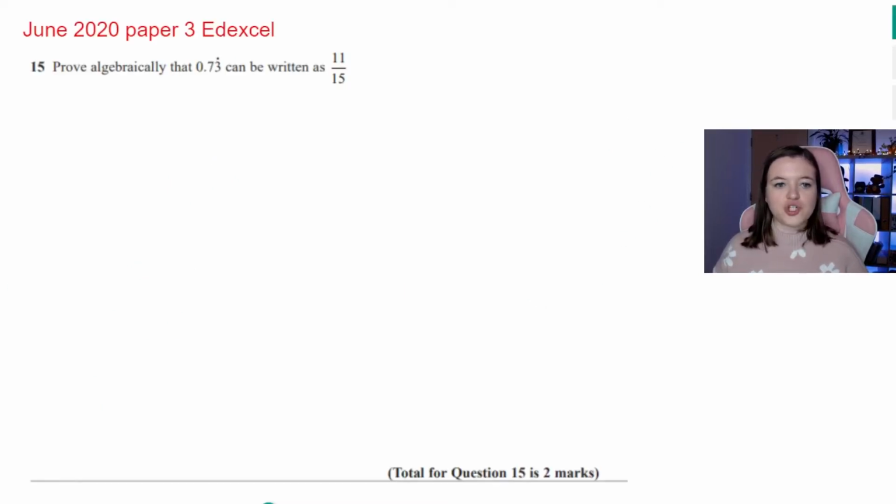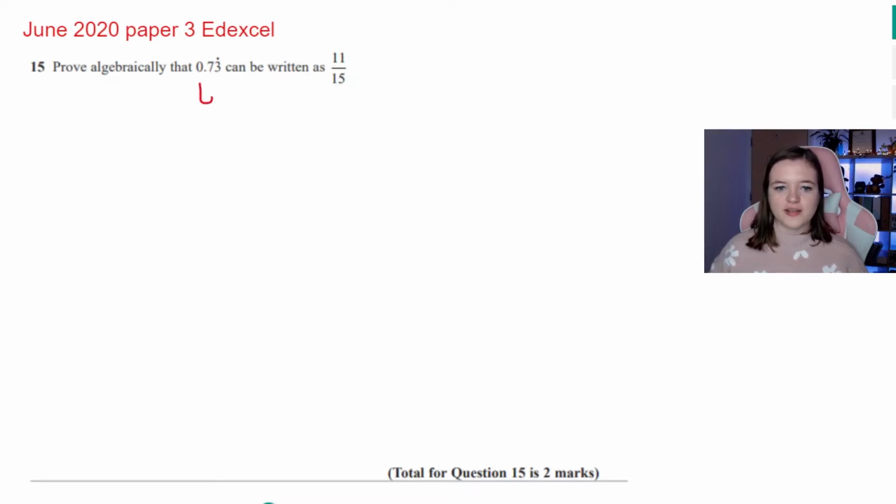So this one's from the June 2020 paper 3 from Edexcel, so a recent one. Remember, pause it, have a go yourself, then we'll go through it. Question 15. Prove algebraically that 0.73 recurring can be written as 11 over 15.